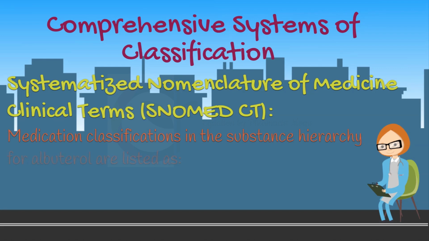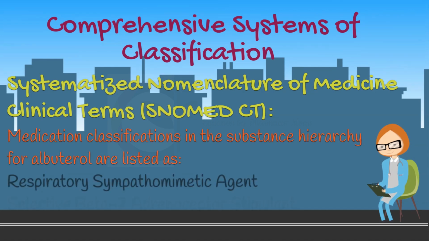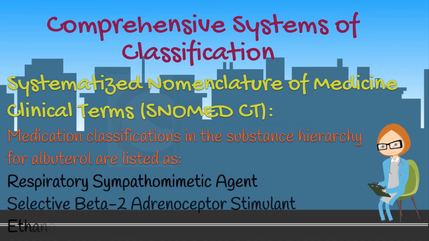Medications in SNOMED CT can belong to multiple medication classes, as can the medication classes themselves. For example, medication classifications in the substance hierarchy for albuterol are listed as respiratory sympathomimetic agent, selective beta-2 adrenoceptor stimulant, ethanolamine.